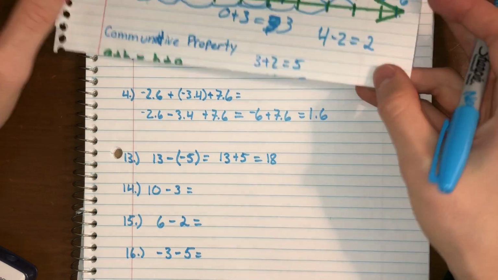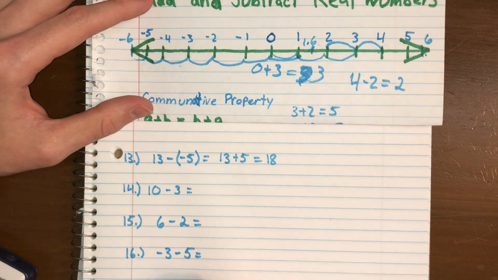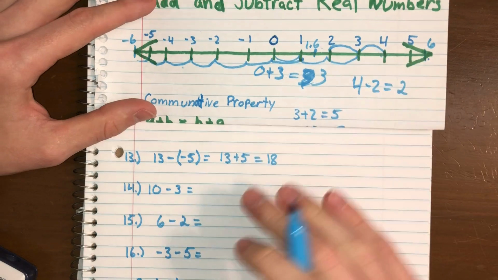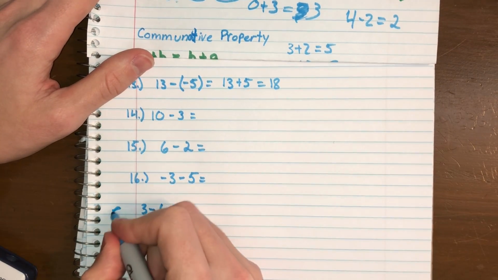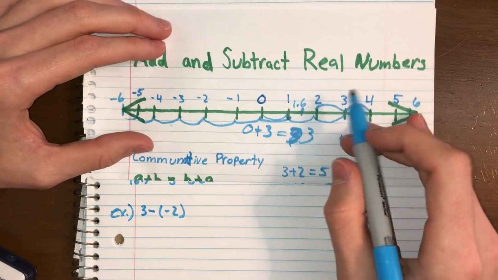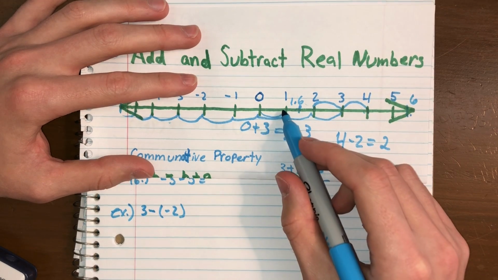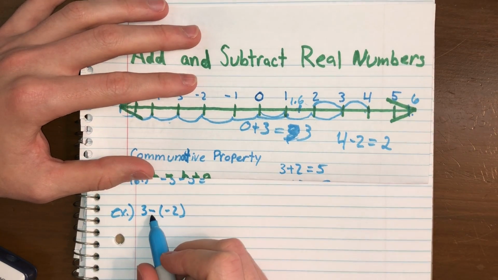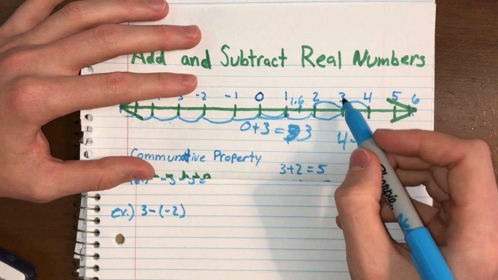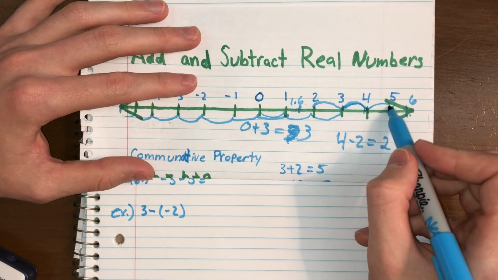So this is true because, let's do another example. 3 minus a -2, for example. So you start at 3, and now you're going to want to subtract. You might be thinking to yourself, okay, I'll move left 2, but that's not the case because you're subtracting a negative, so you have to move it to the right. So 3 minus -2 is really 5.